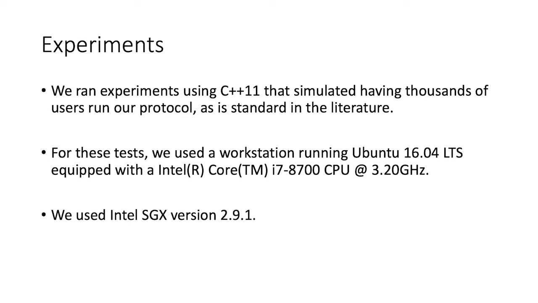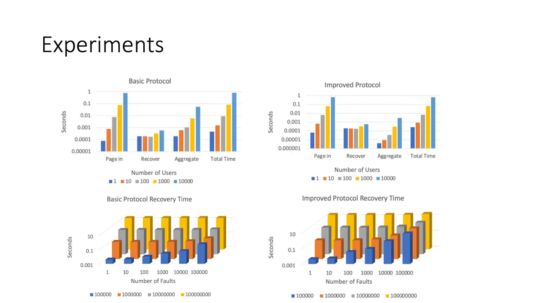Now, we did run some experiments in C++11 to simulate having thousands of users run our protocol, as is sort of the standard treatment in the literature of PSA. For these tests, we used an Ubuntu workstation with an Intel i7 core, and we used Intel SGX version 2.9.1. Here we summarize our results from these tests. We highlight the performance of our basic protocol when compared to our improved protocol that we discuss in the paper.